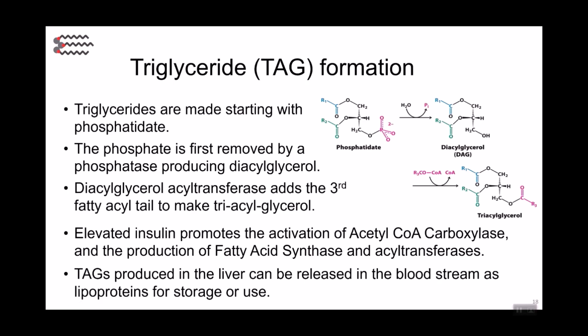Insulin signaling can also help activate the enzymes needed to transfer that third tail on, in addition to dephosphorylating and activating acetyl-CoA carboxylase that we just saw. But it can also promote the production of fatty acid synthase. All cells do have the ability to make fatty acid chains for use in their membranes, but your liver really is one of the main tissues responsible for fat synthesis.